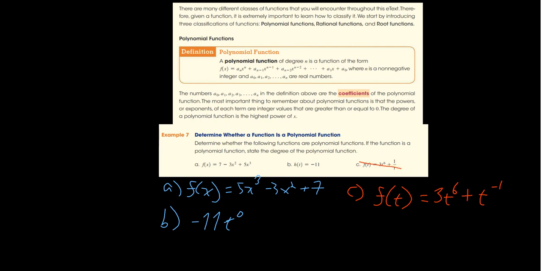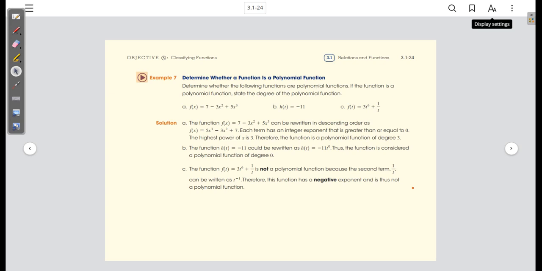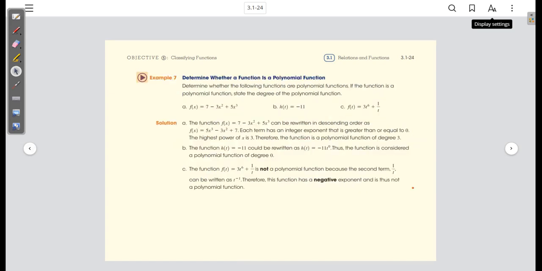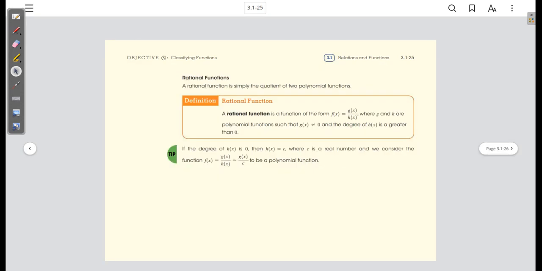A and B are. So hopefully you remember your exponent rules, and you'll be just fine on those questions. All right, rational functions next.